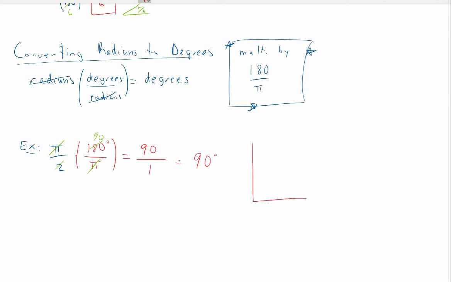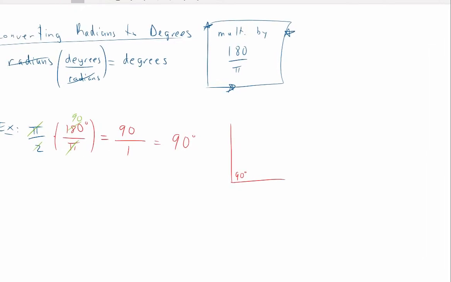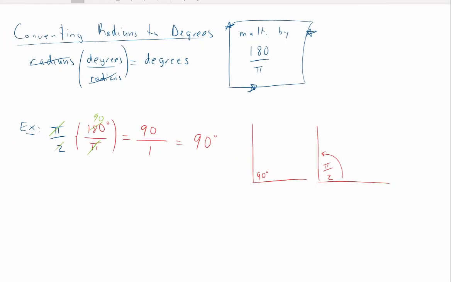So we should make an observation here. We know what 90 degrees looks like. There's 90 degrees. Now we understand that that same angle can be expressed as pi over 2 radians. We're going to want to start trying to think about angles in radian measure a little bit. So now we know a right angle is pi over 2 radians.